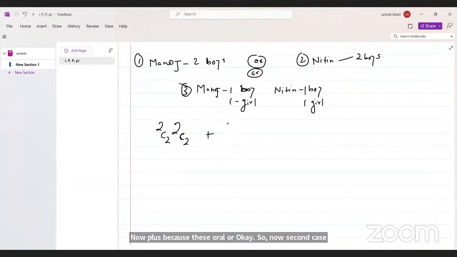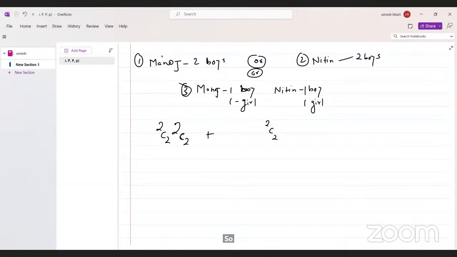Nitin invites 2 boys, so 2C2. Then Manoj has only one choice: he has to invite 2 girls. So how many girls are in Manoj's group? Manoj chooses 2 boys, 2C2, so Nitin has to choose 2 girls, right? So it is 3C2, right? In Nitin's group only 2 girls are there.